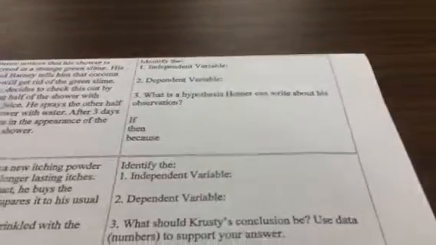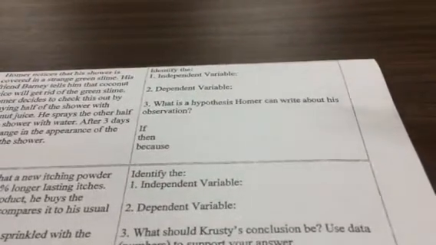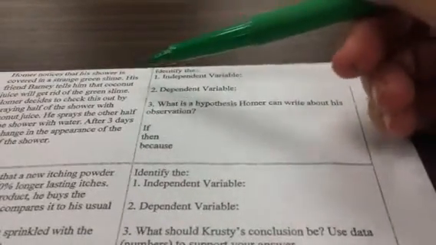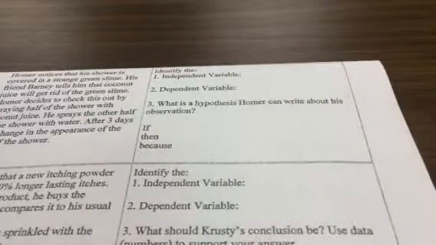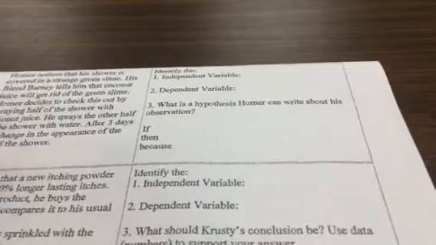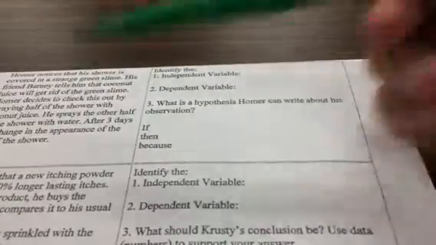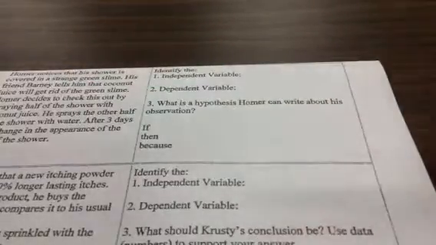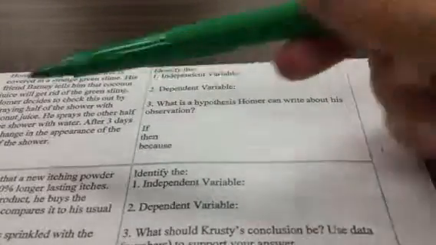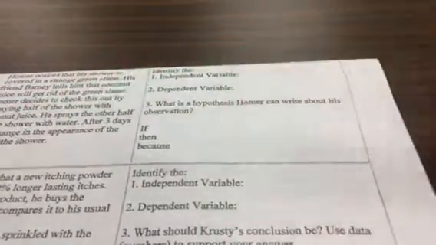So let's look at the second problem. Homer notices his shower is covered in a strange green slime. His friend Barney tells him that coconut juice will get rid of the green slime. Homer decides to check this out by spraying half the shower with the coconut juice. He sprays the other half of the shower with water. After 3 days, the treatment, there is no change in the appearance of the green slime in the shower.